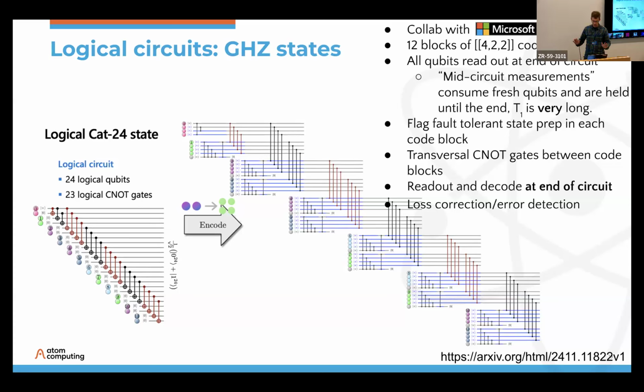And for all of these in the first half of the talk, you're not doing mid-circuit measurement or syndrome extraction or any of this stuff yet. You're just running an algorithm on these circuits, reading it all out at the end, and decoding in just the way I explained on the last slide.